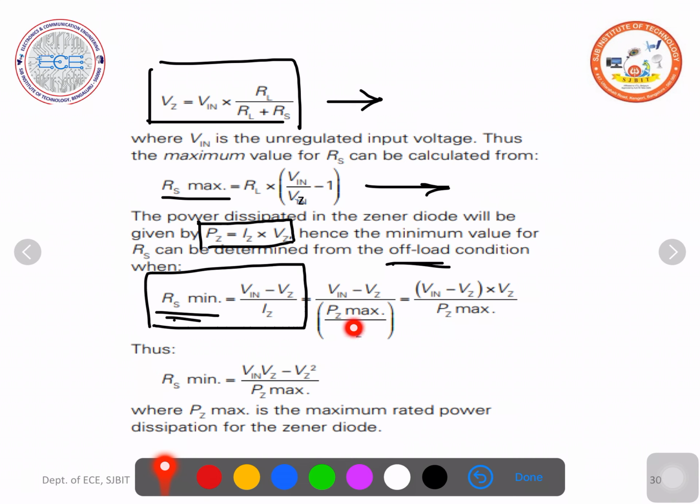But here we have written Pz max. Why max? Here we are trying to find the minimum value of the resistance. When resistance is minimum, current will be maximum, and if the current is maximum, the power dissipation will also go to its maximum value. So for that we have written Pz max. Rearrange the terms and you will arrive at this equation. Finally, RS minimum can be written as (Vin into Vz minus Vz square) by Pz max, where Pz max is the maximum rated power dissipation for the Zener diode. All diodes will have their maximum rating. The manufacturer provides the data sheet, and in that data sheet he will give the rated values.